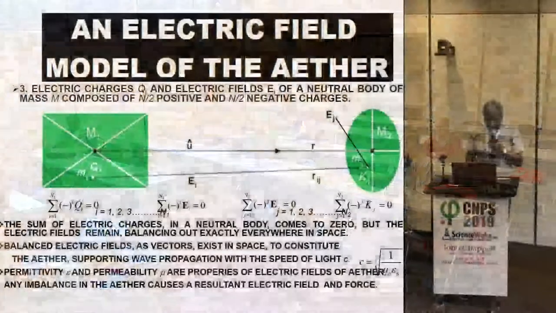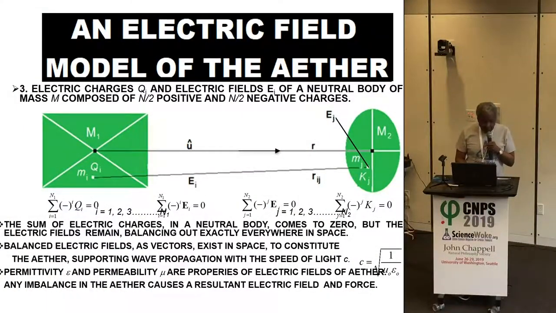In the equation here, sigma qi is equal to zero, what we have is minus q1 plus q2 minus q3 plus q4 minus q5 and so on come to zero. A neutral body will have the same amount of positive and negative charges, and therefore the electric field from a neutral body is zero. This is just like saying the obvious.